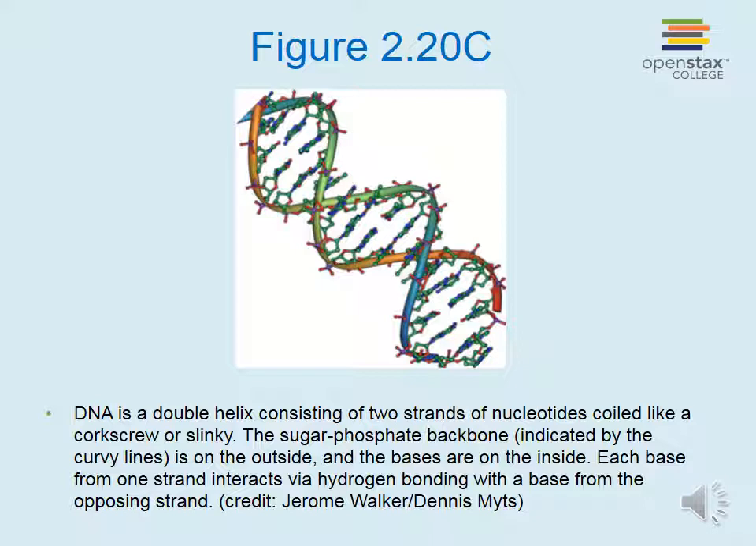DNA is a double helix consisting of 2 strands of nucleotides coiled like a corkscrew or slinky. The sugar phosphate backbone, indicated by the curvy lines, is on the outside and the bases are on the inside. Each base from one strand interacts via hydrogen bonding with a base from the opposing strand to hold 2 strands together.